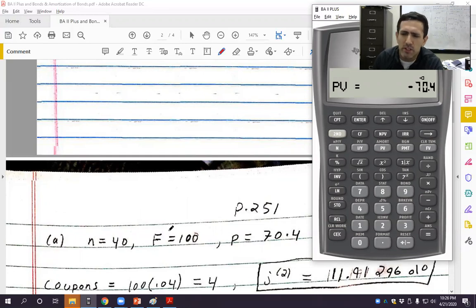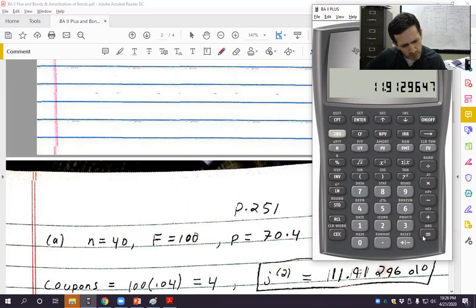Okay, it's an 8% bond, so the effective 6-month coupon rate is 4%. So face value is 100, 100 times 0.04 is 4. That's the payment. So compute IY. Now we get the correct answer. This is the effective 6-month interest rate. So we multiply by 2 to get the nominal semi-annual interest rate, yield rate, same thing.